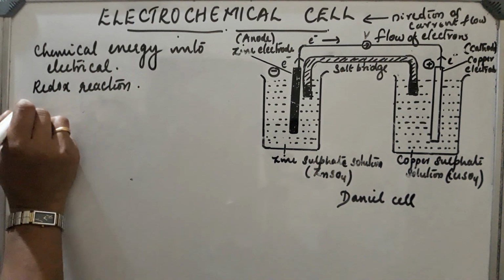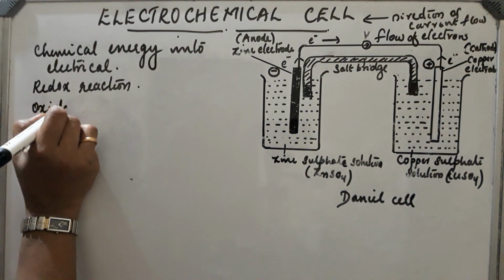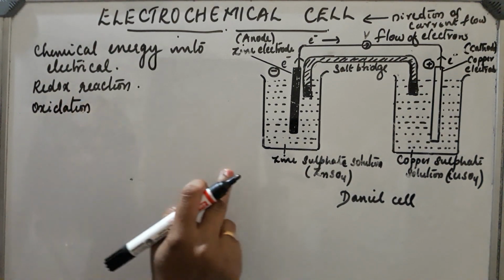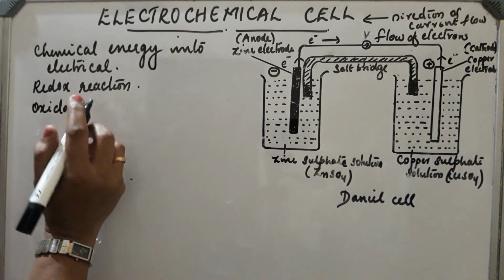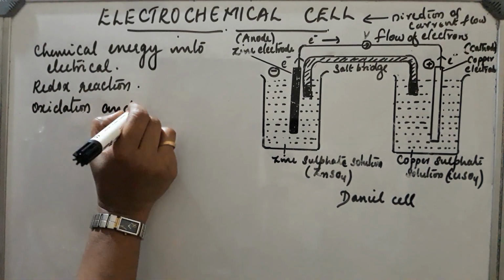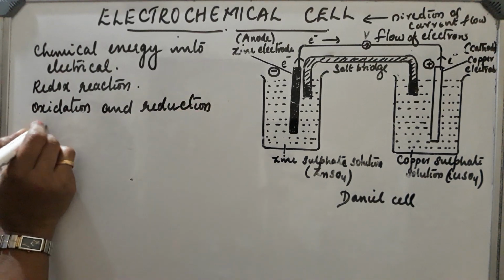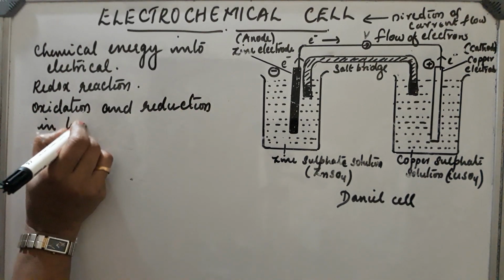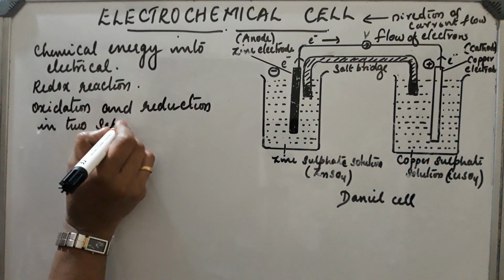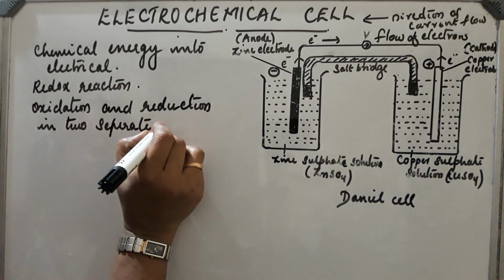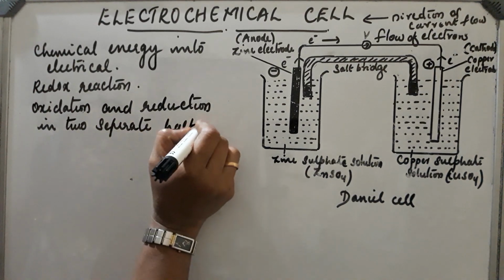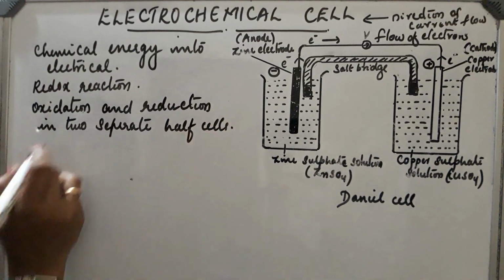That is, both oxidation and reduction are taking place in two separate half cells. Example, Daniel cell.